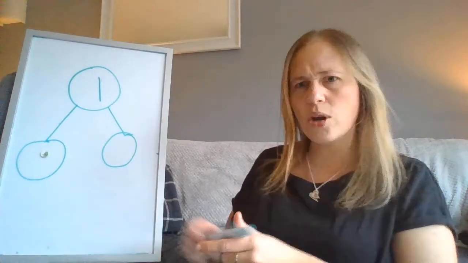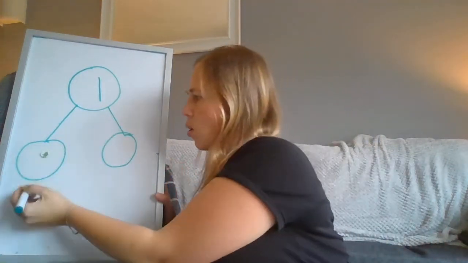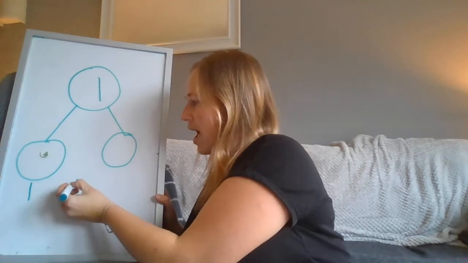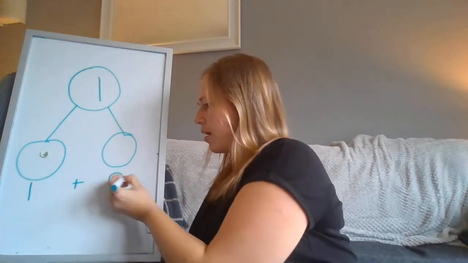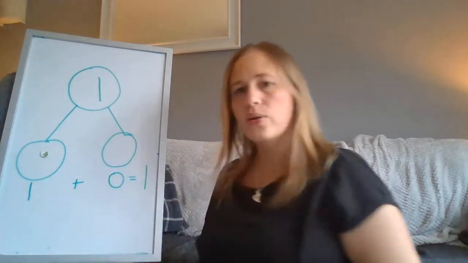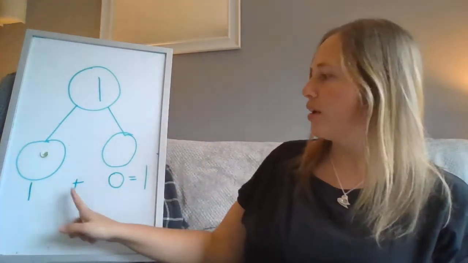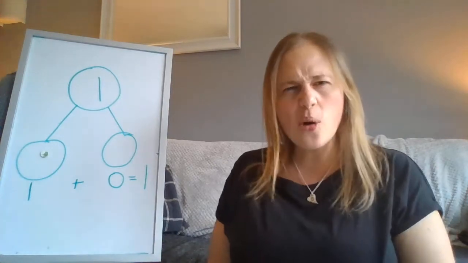Have I got anything left? No, I haven't. So look what I've got here. I've got a 1. I'm going to add to it a nothing. And that gives me 1 altogether. If I have 1 and I add nothing to it, I've got a 1.